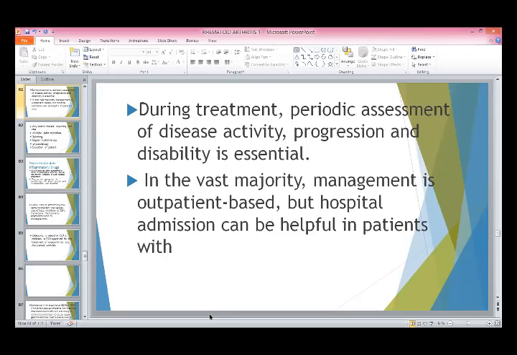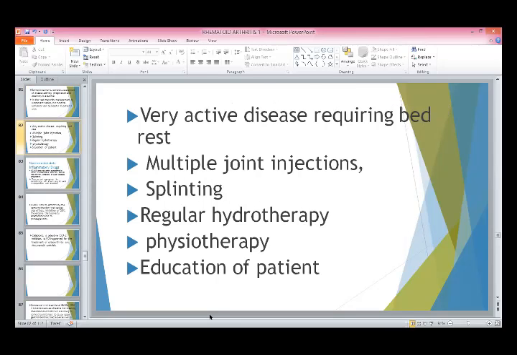And what are the patients who require hospital admission? Patients who have very active disease requiring bed rest. Then, if the patient requires multiple joint injections, that cannot be done at home, so the patient has to be admitted.